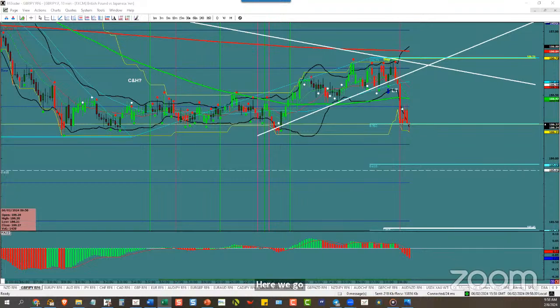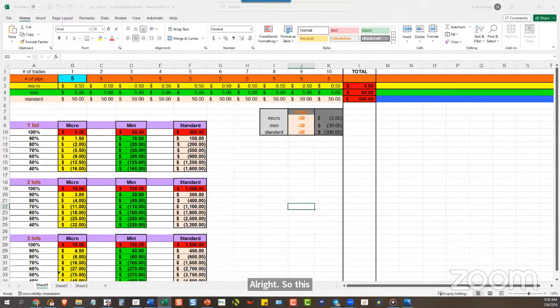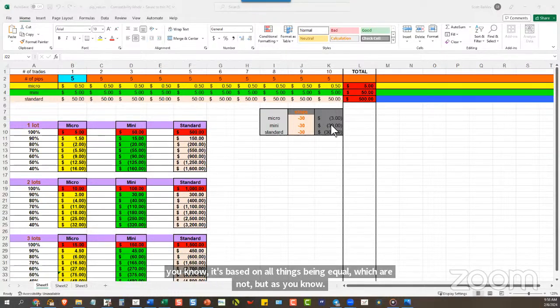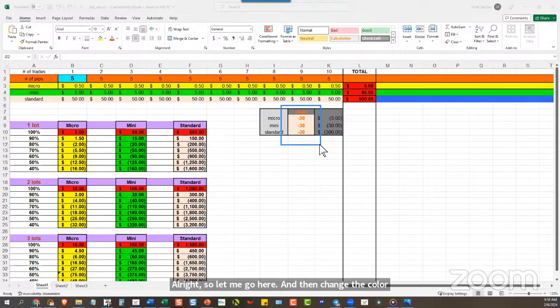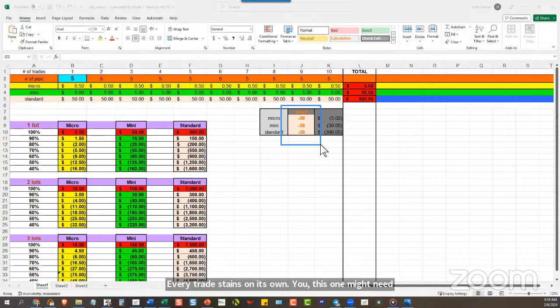So this is a spreadsheet that we developed to illustrate this point. It's based on all things being equal, which they are not, but as you know. Let me change the color to blue. So you can see the spreadsheet's based on 30 pip stops, and that's an average. Every trade stands on its own. This one might need 27, the next one might need 42. It's whatever the chart says you need, but on average about 30 pips.